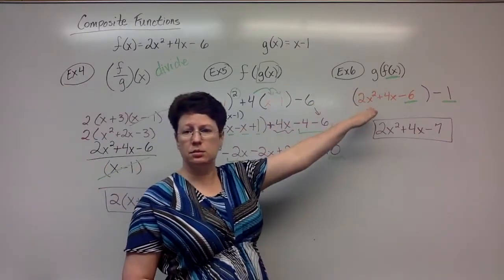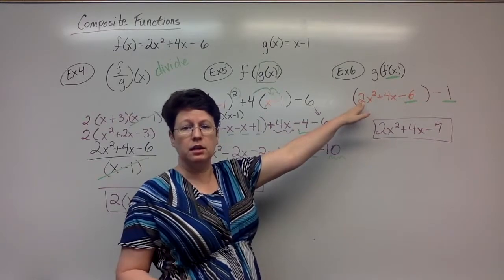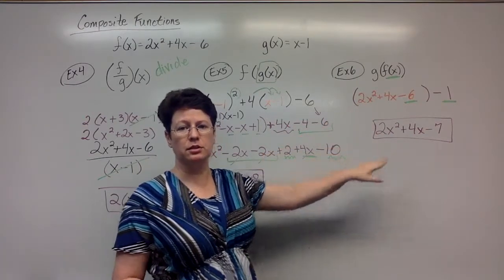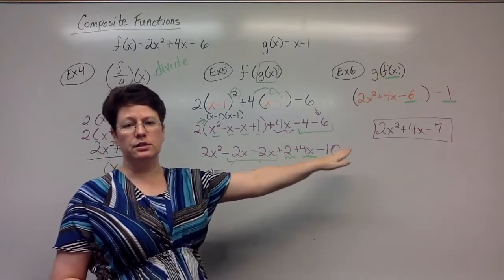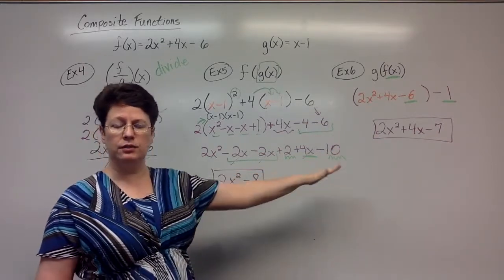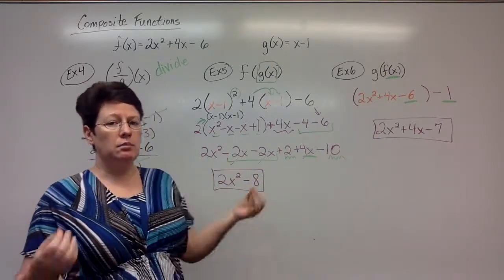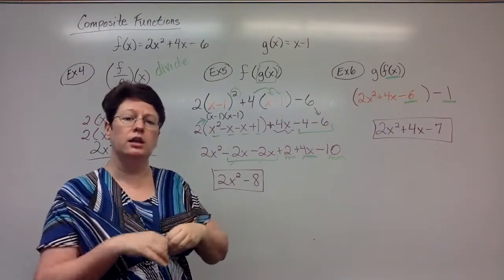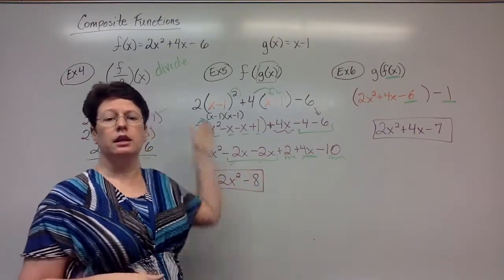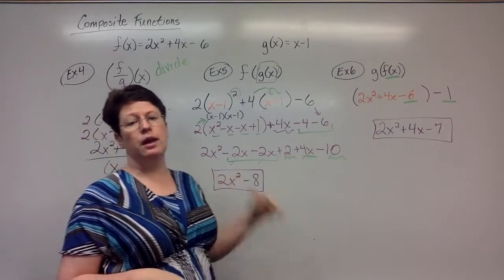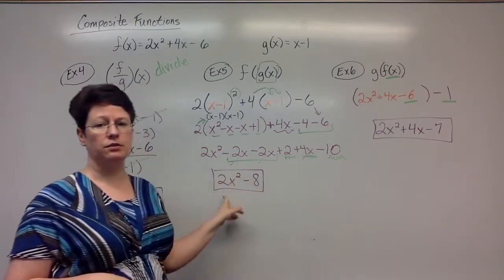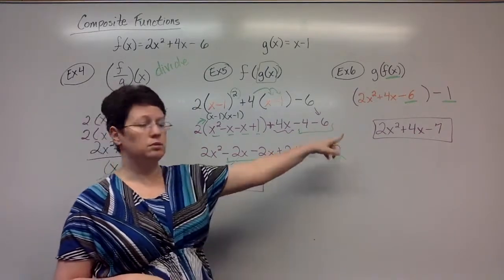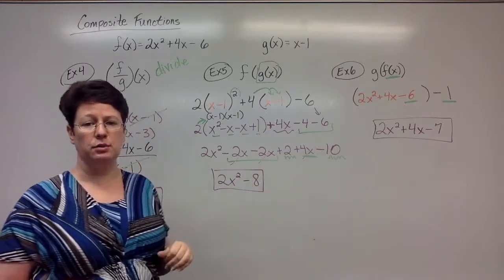Number 6, there wasn't any squaring, wasn't any distributing. We just combined a few like terms. Very different simplified answers, right? Very different. It matters which one we're plugging in and which one is on the outside. It tells us how much work we got to do, and it affects our final solution. The only thing these two have in common is the 2x squared.